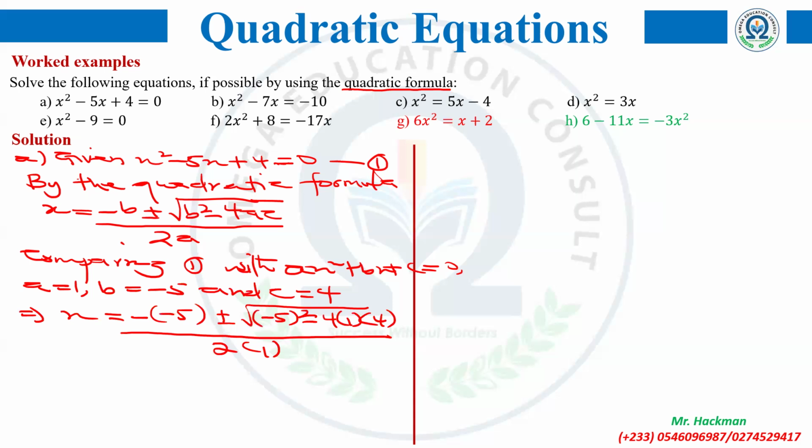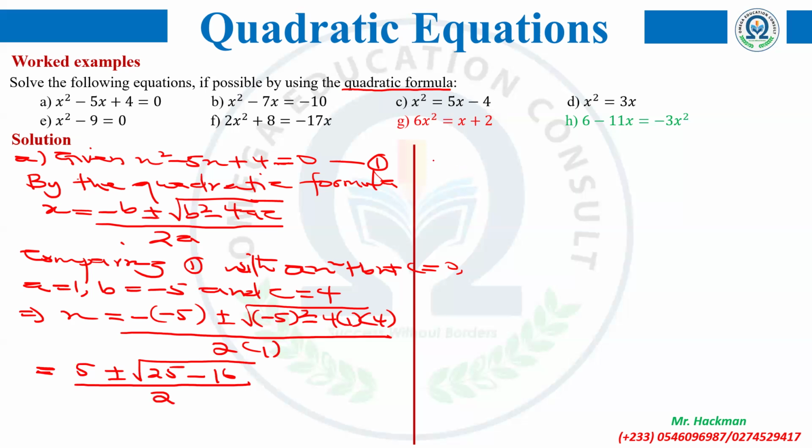All right. So at this point, after substitution, you just simplify. So we are going to write equal to. Next step, I write close to the margin, remember. So equal to, then minus 5 will give me plus 5. Then plus or minus root of, minus 5 squared will give me 25. Then minus 4 times 1 times 4, that will give me 16. All over 2 times 1, which is 2.